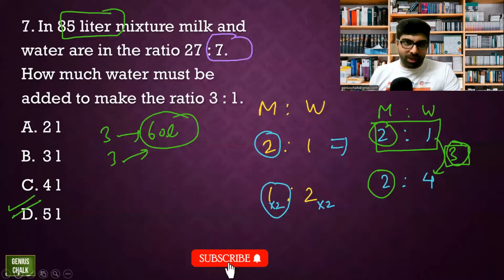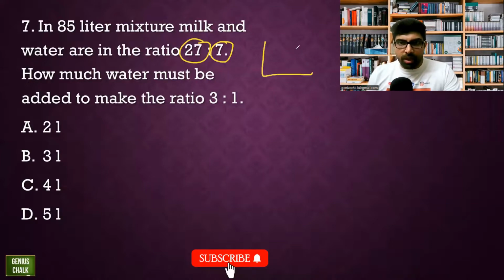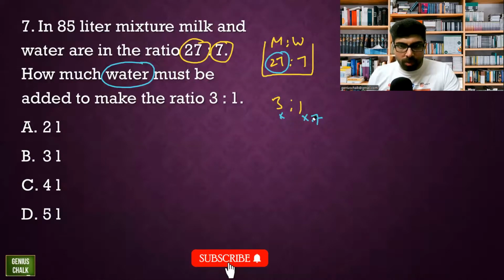Right? Next question. In an 85 liter mixture, the ratio of milk and water is 27:7. Same. There is a bucket. The milk and the water ratio is 27:7. And how much water we need to add so that it becomes 3:1. Same. If we are adding water, that means the other thing, milk, is the same, water is added. So it is 3 multiplied by 7. This also multiplied by 7. Sorry, not multiplied by 7. It is to be multiplied by 9.